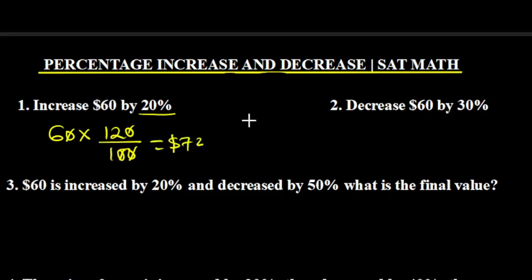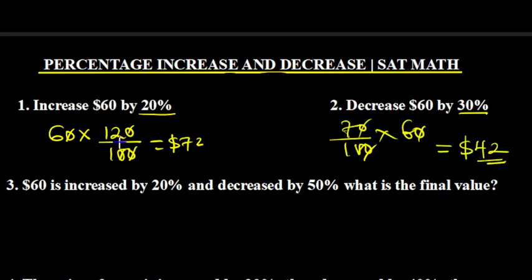72. Then for this one, we are decreasing by 30%, right? So when you decrease, you have 70% left. So that will give us 70 over 100 multiplied by 60. Just trying to change the position. Anyhow you change it, you still get the same answer. This we cancel, this we cancel. 7 times 6 gives us $42. So you see that this method is somehow faster than the first one.